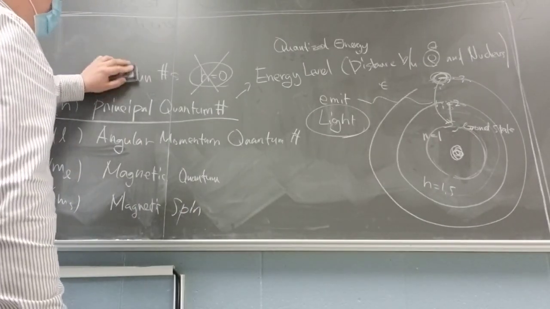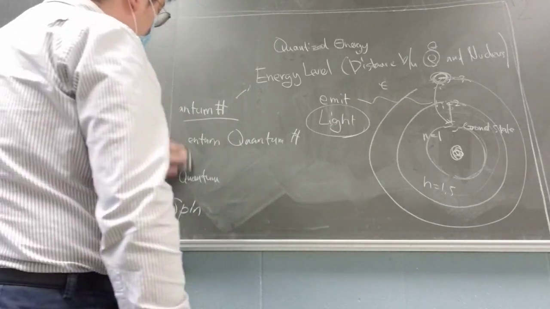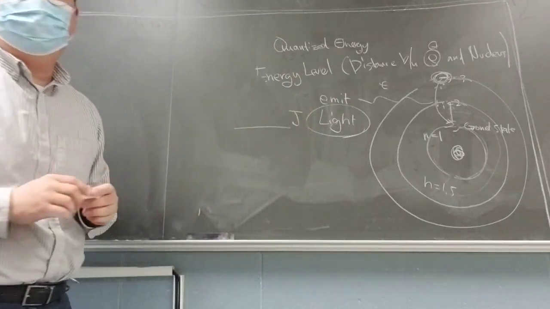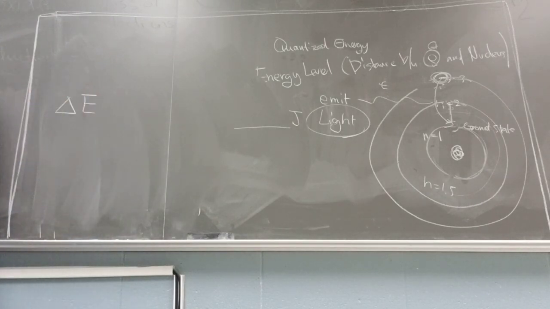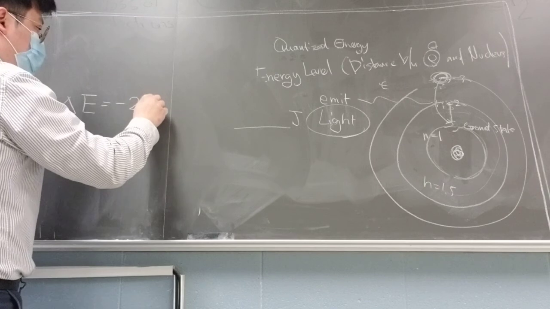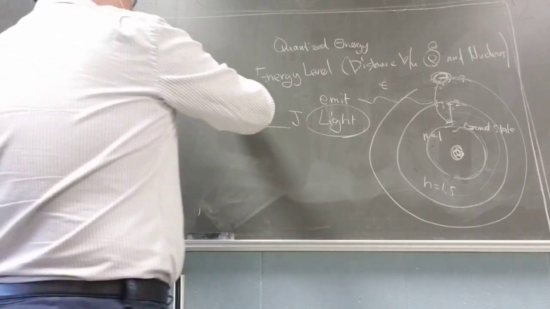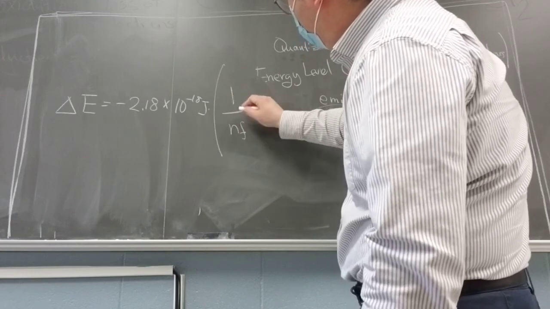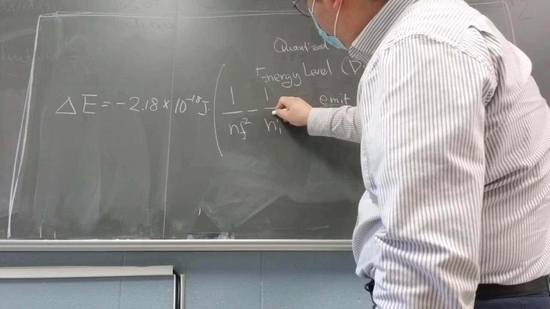And then we can actually calculate. Let's do this a little bit later, okay? You can actually calculate the amount of energy by using one equation here, which is what we call, this is delta E, meaning change in energy, okay? It is equal to negative 2.18 times 10 to the negative 18th joule, okay? And with the parenthesis, we're going to have 1 over NF squared minus 1 over N initial squared.